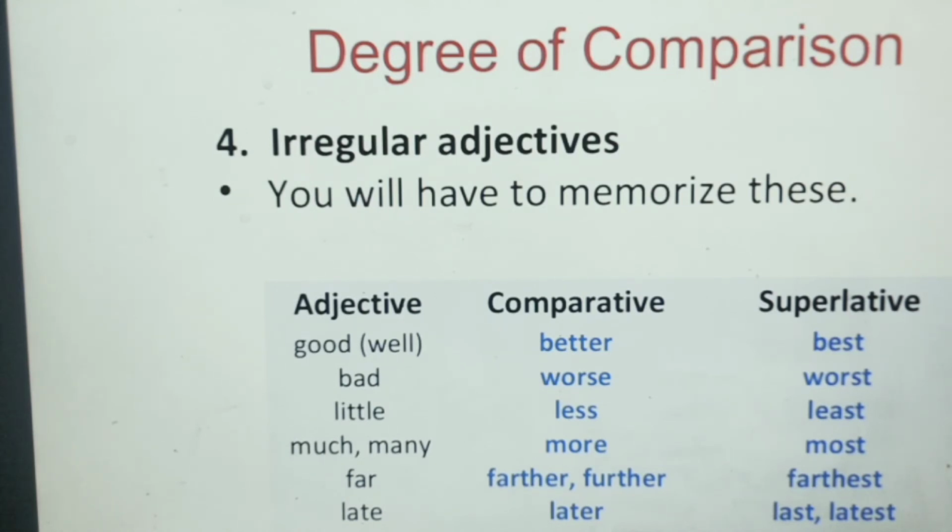Irregular adjectives. Examples: good, better, best. Bad, worse, worst. Little, less, least. Much, many. Comparative will be more, most. Far, comparative will be further or farther, and superlative, farthest. Late, later. Superlative, last, latest. Hope all of you have understood degrees of comparison.